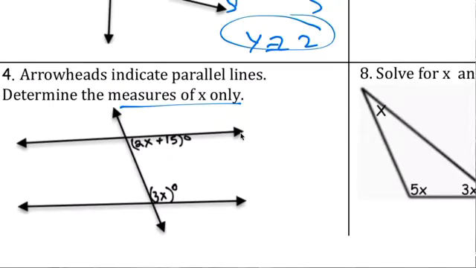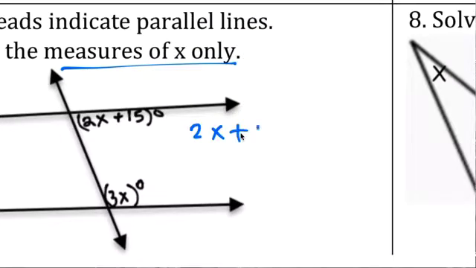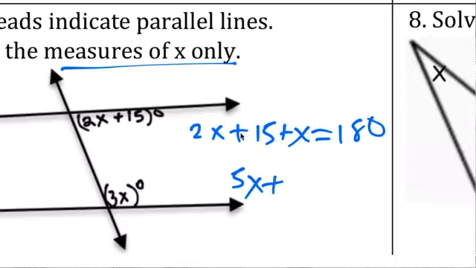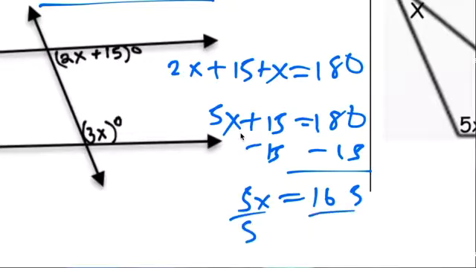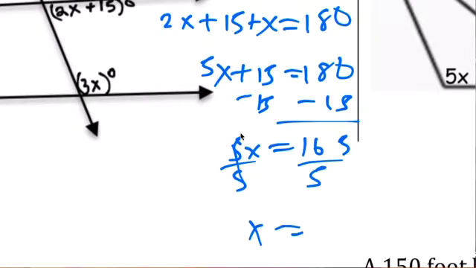Measure of x only. These two are congruent. No, they add up to 180. They're not congruent. Same side interior angles add up to 180. They'd be congruent only if they're alternate, and they're not alternate. So these two, 2x plus 15 plus x equals 180. So you get 5x plus 15 equals 180. 165, not 75, sorry. Divide by 5, we get x goes in 3 times, 33.